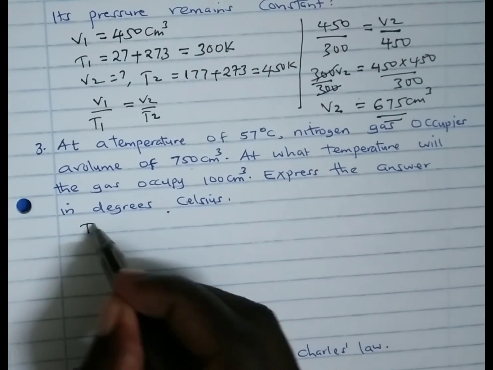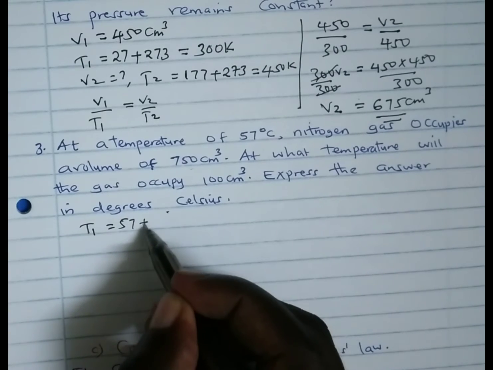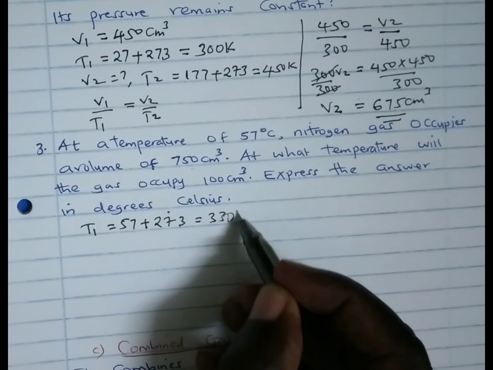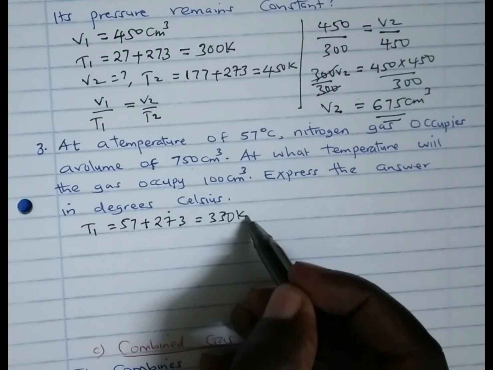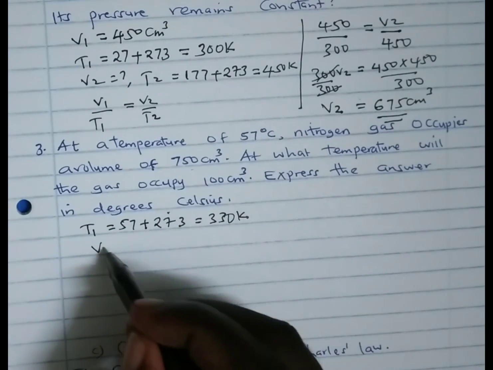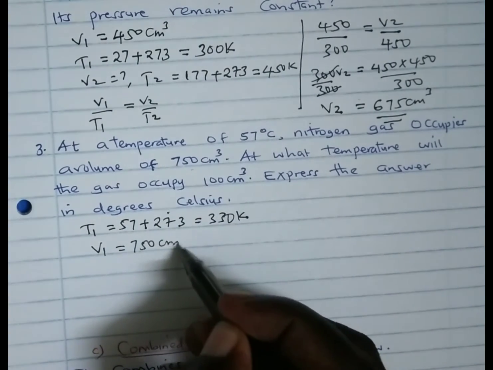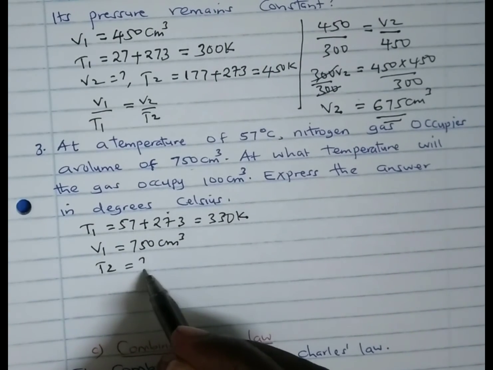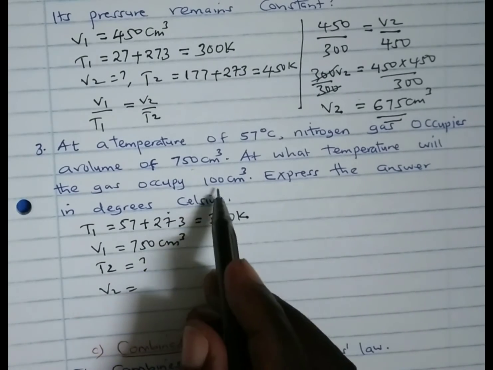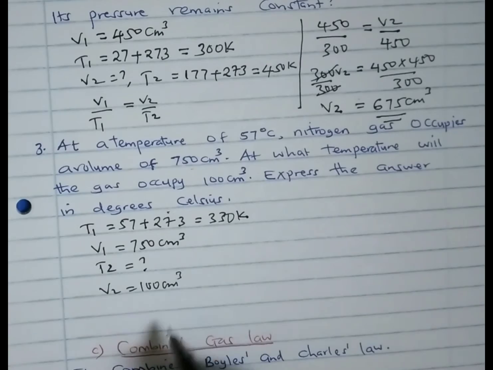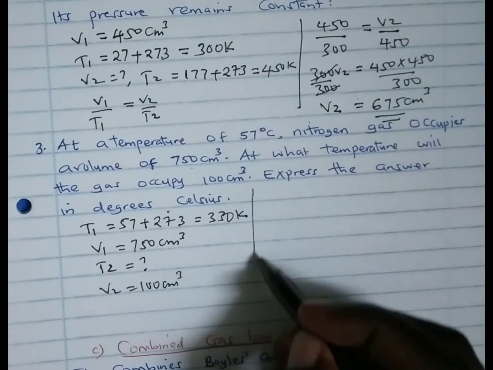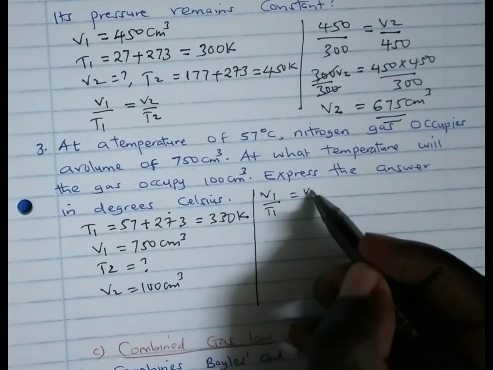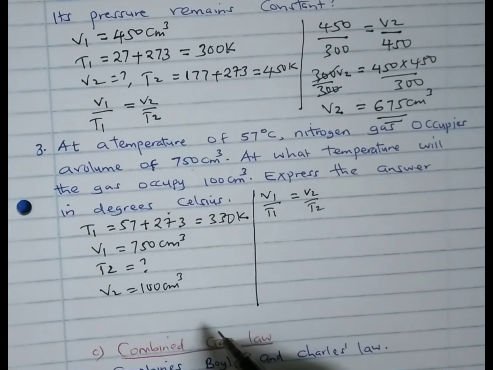In this case we have our temperature 1 of 57. We add 273, which gives us 330 kelvins. We have a volume, that is volume 1 of 750 centimeter cubic. We already have T1, T2 is missing, and the volume 2 has been given as 100 centimeter cubic. According to Charles' law, V1 over T1 will give us volume 2 over temperature 2.